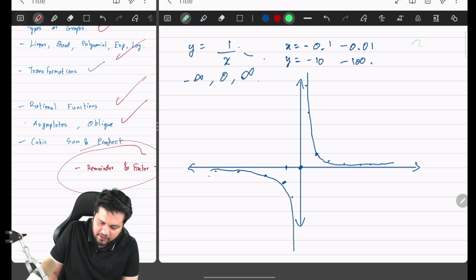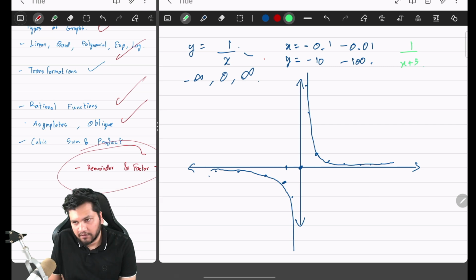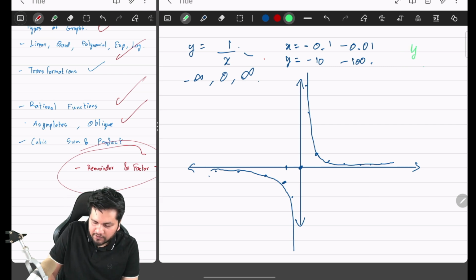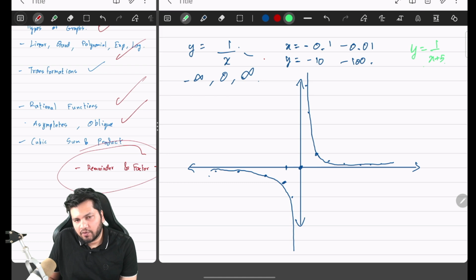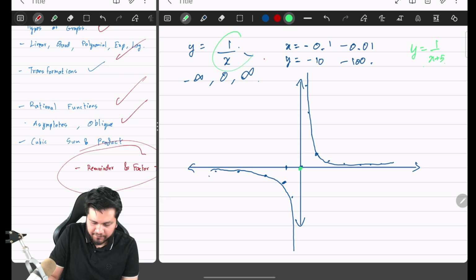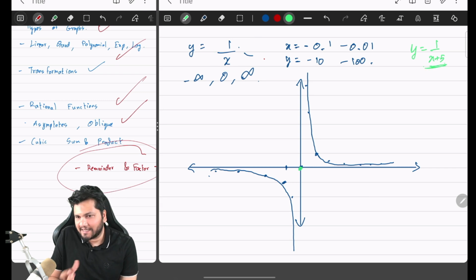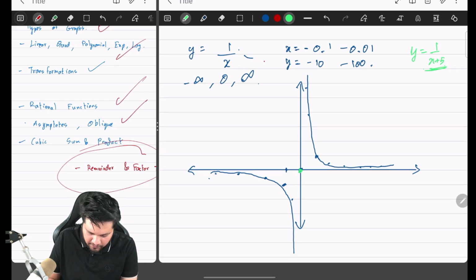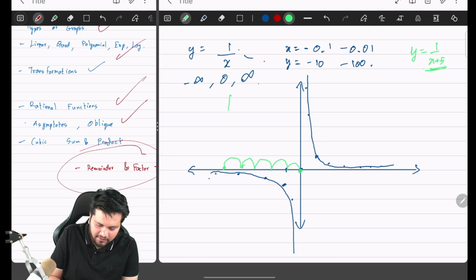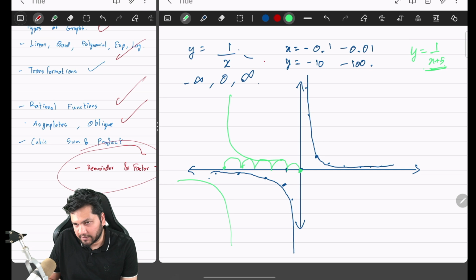Now if I just make it 1 upon x plus 5, like y is equal to 1 by x plus 5, here what will happen? You can do it in two ways. The first one, with respect to transformation, will be very simple. This would be the reference graph 1 by x. Now I'm just making this x as x plus 5. So it will take 5 steps on the negative side, 1, 2, 3, 4, and 5. And the shape will remain the same, it will just be shifted. This is what 1 upon x plus 5 will look like.